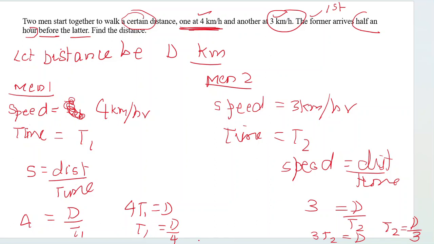So what I have done is, I have first multiplied 4 with T1 to get 4T1 equal to d. Now I have got T1 to be equal to d upon 4. I multiplied 3 with T2 to get 3T2 is equal to d. Therefore, I get T2 is equal to d upon 3.